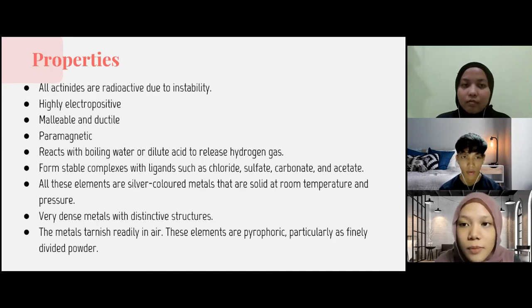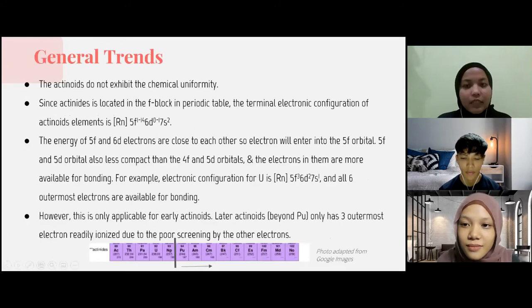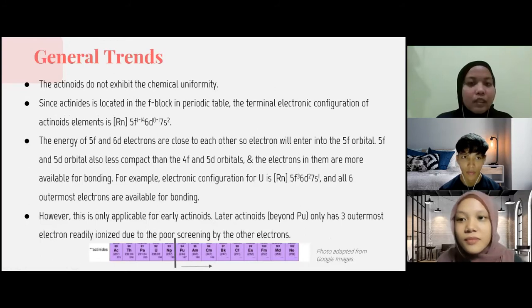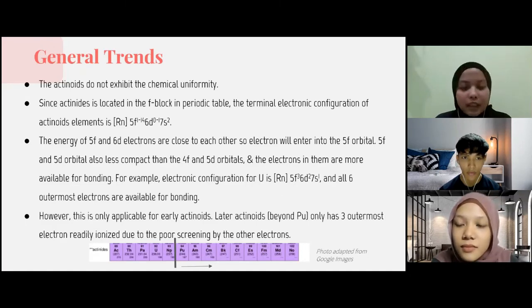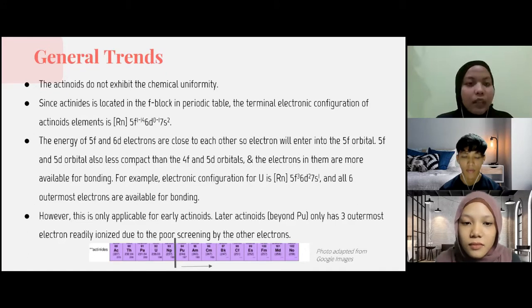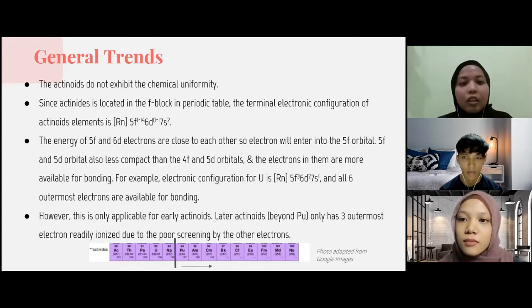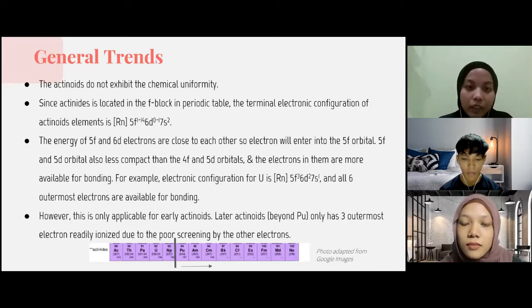Next, I will pass this presentation to Aina. Thank you, Yasmin. I am going to proceed with the general trends of the actinoids. The actinoids do not exhibit any chemical uniformity. Since actinides are located in the F block of the periodic table, as Zaki mentioned, the terminal electronic configuration of actinide elements is radon 5f1 to 14, 6d0 to 1, and 7s2.